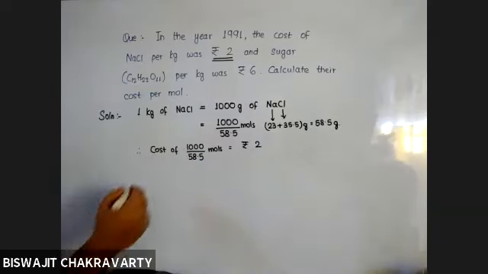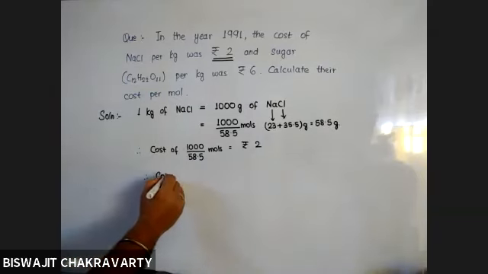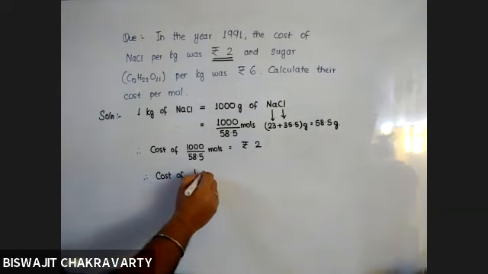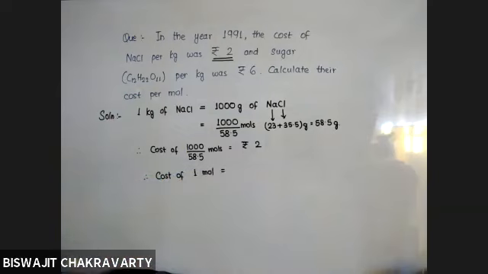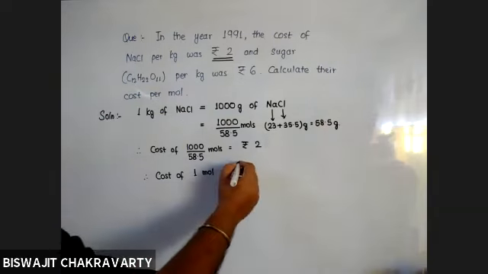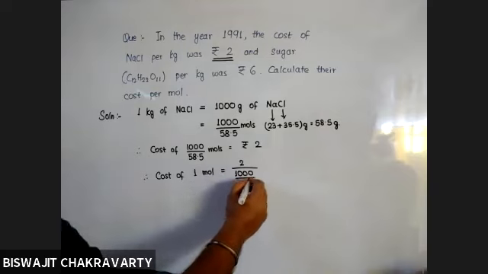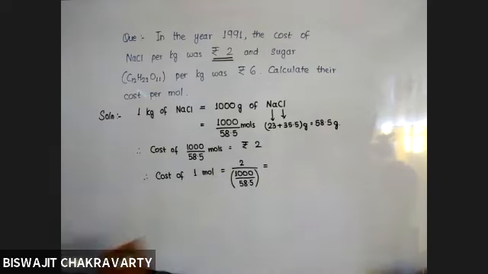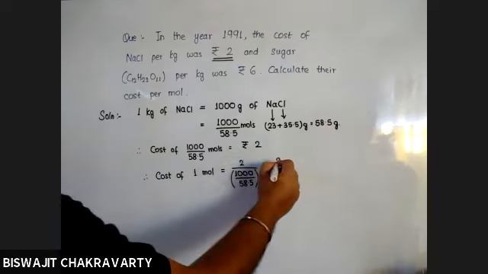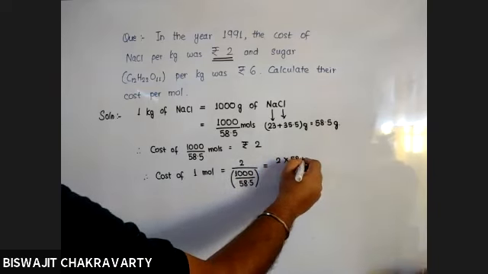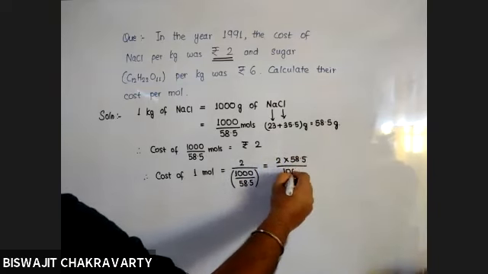Per mole means how many moles are asked? 1 mole. What will you do? Sir, 1000 divided by 58.5 into 2, 1 divided by 1000 by 58.5. So this will be 2 into 58.5 divided by 1000.